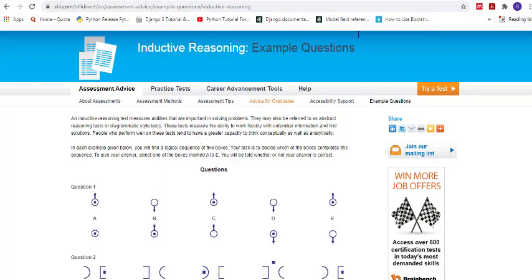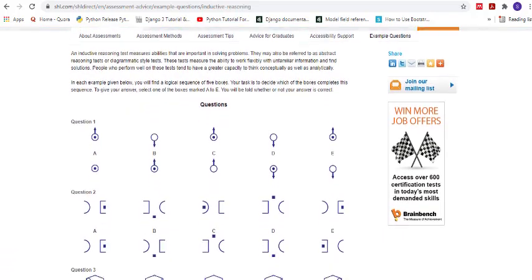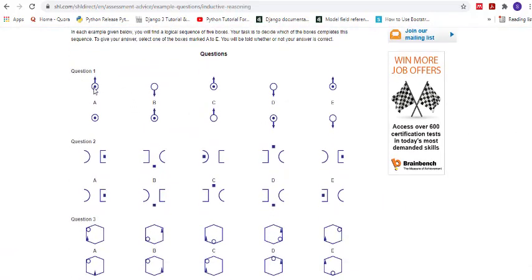So, just to give you an example, mas-segue lang ako ng konti. So, for example, question number 1. Itong mga nasa taas, yun yung given. Tapos, itong nasa baba, yun yung choices. So, given sa taas, ano sa tingin mo ang kasunod? Yun ang inductive reasoning. You find the pattern and then tell me what's next, or you predict what's next.